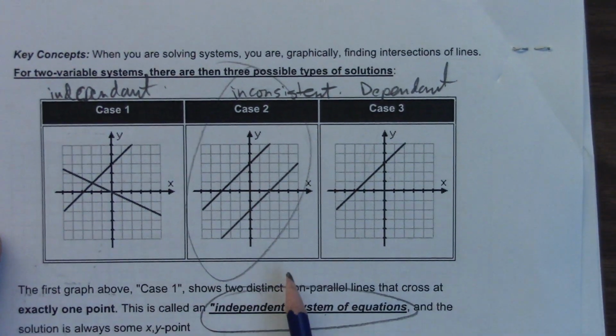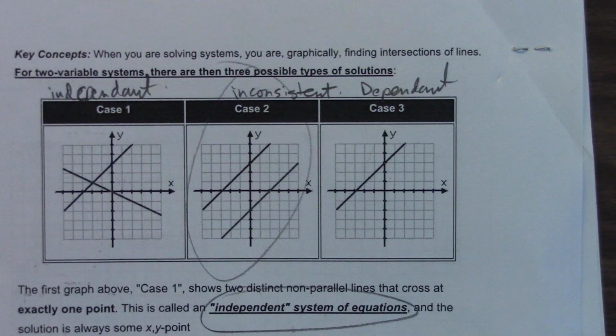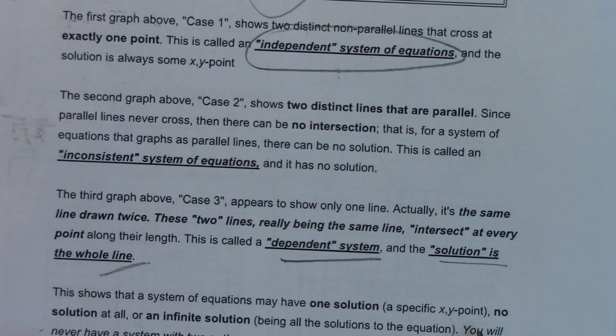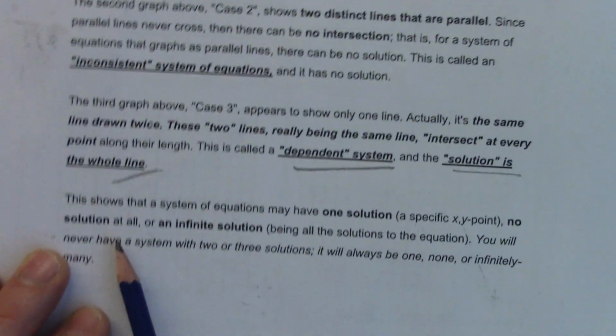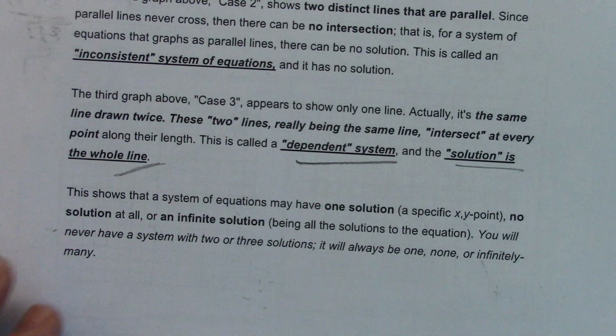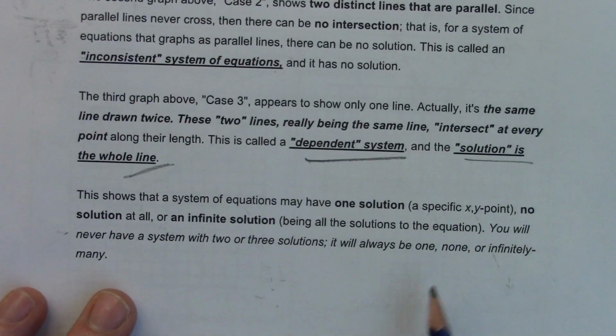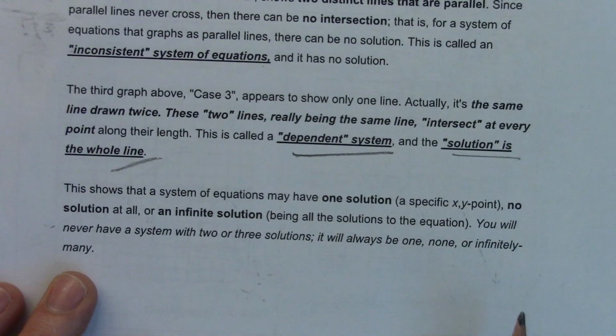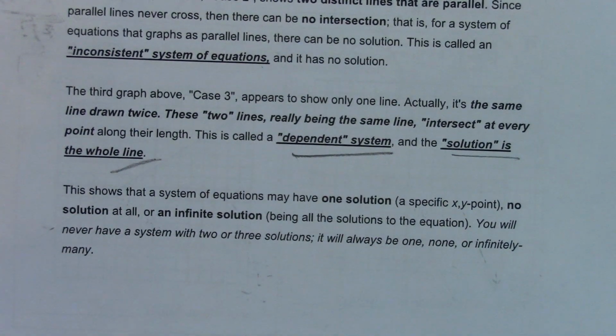Independent, inconsistent, dependent. Okay? This shows that a system of equations may have one solution, if it's independent, no solution at all, or infinite solutions when it's the same line. You'll never have a system with 2 or 3 solutions. It will always be 1, none, or infinity. Any questions? All right.